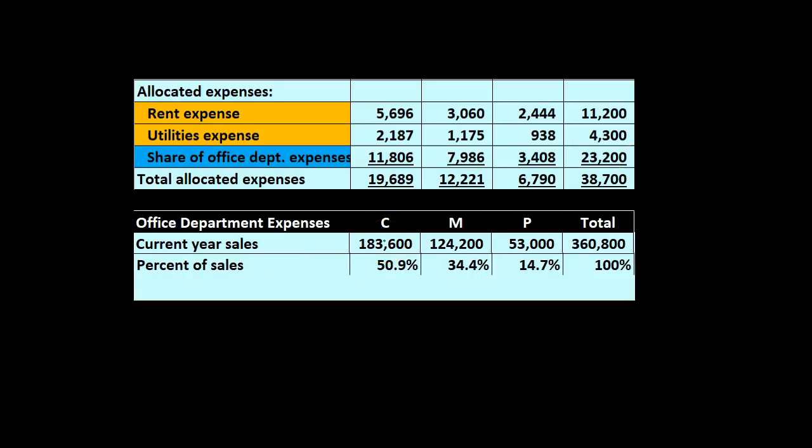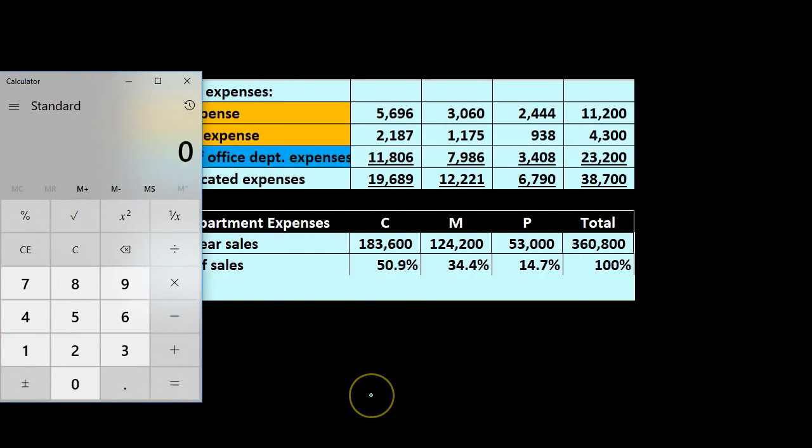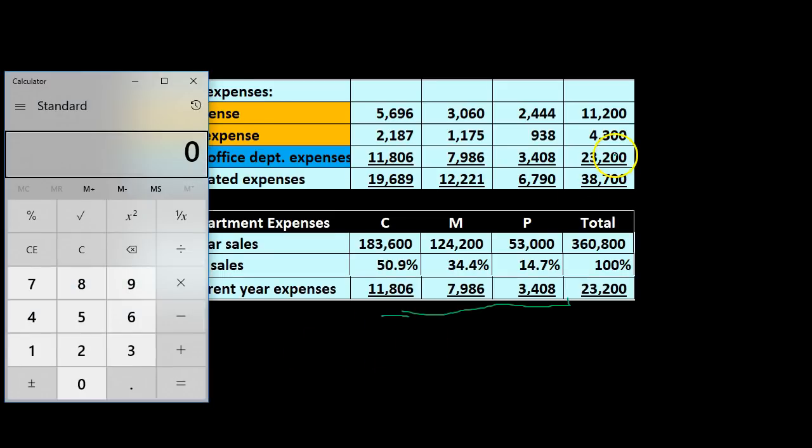So we're going to take the percent of sales, and this will be a common calculation. We'll do a lot more examples of this as we go, but in essence, we're going to take C sales, 183,600, divided by the total, 360,800, and that gives us, if we move the decimal over, about 50.9%. Then if we take the 124,200 divided by the 360,800, we get about 34.4. And if we take the 53,000 divided by the 360,800, we get about 14.7. We use those percentages to apply out the 23,200.